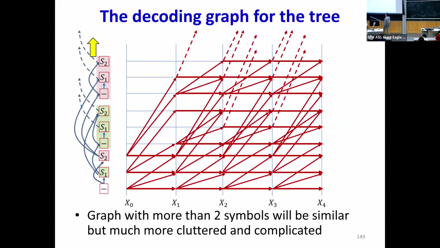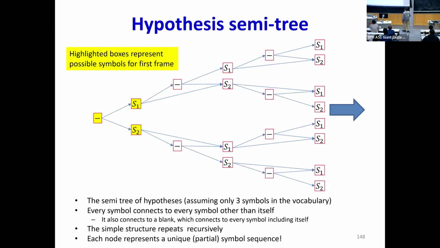So now, here's what I can do. I can draw that semi-tree up here in this vertical axis. This is time. And this is just the same kind of graph that I used to perform the forward-backward algorithm, right? Now, here's the thing. Every node in this graph represents a unique symbol sequence.